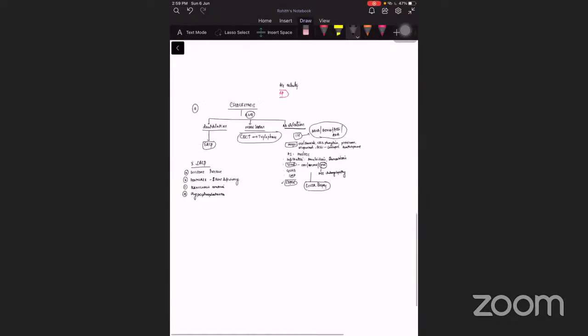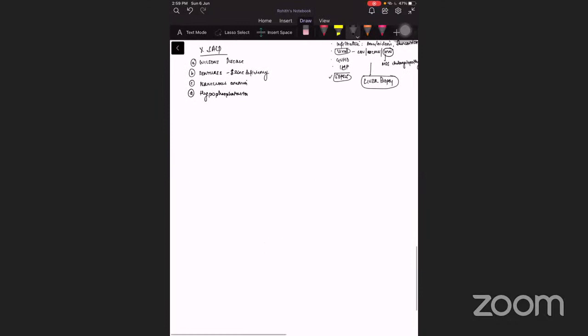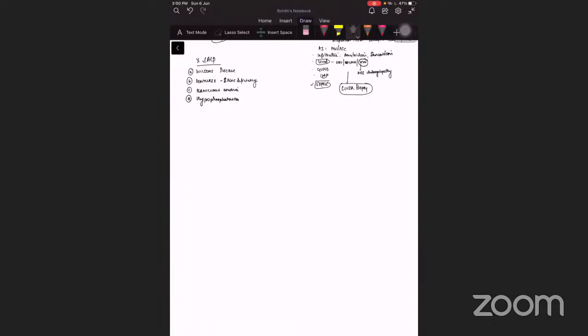Okay, so what I'll do is I'll summarize the whole thing and I'll give a simple approach with respect to the AST, ALT and how you approach it in a simplified way. Because it's always easy to put it as a pattern of injury. So don't try to look for what is the diagnosis, because most of the time these enzymes will not give you a diagnosis. It is only going to tell me whether it is hepatocellular, cholestatic, or a mixture of both, which we call an infiltrative pattern.